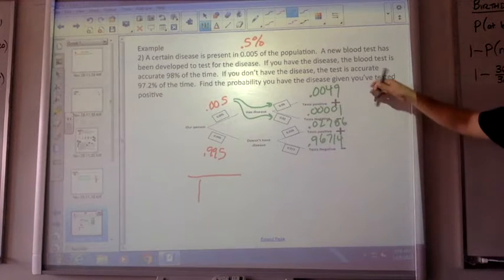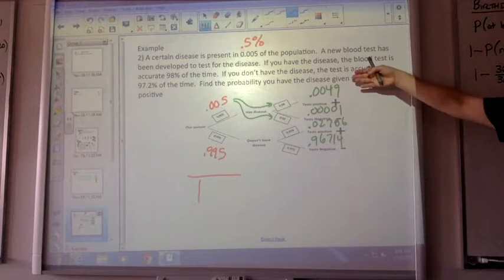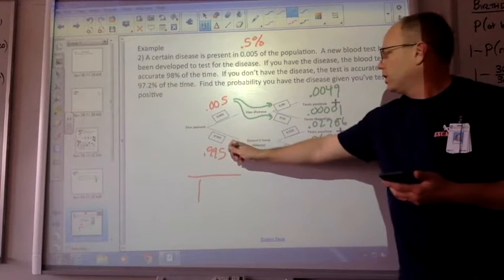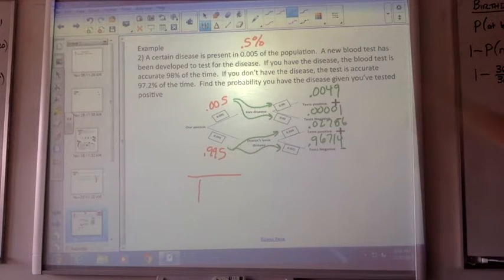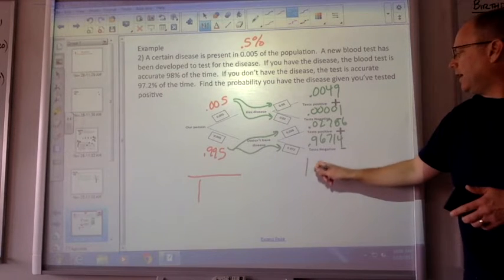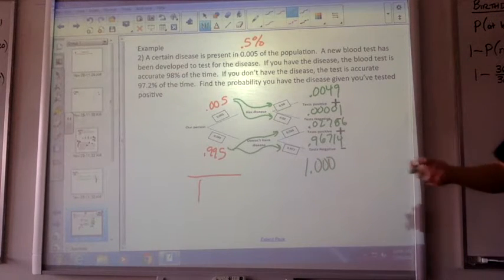Which this one is going to be 0.96714. Now, if I add all of these up, if I add this new set of branches, so again, this was multiply here to get to that one, multiply here to get to this one. If I add those branches up, so 0.0049 plus 0.00001 plus 0.02786 plus 0.96714, if I add all those up, I come up with 1.000, or 1. Okay? Is that all right so far?